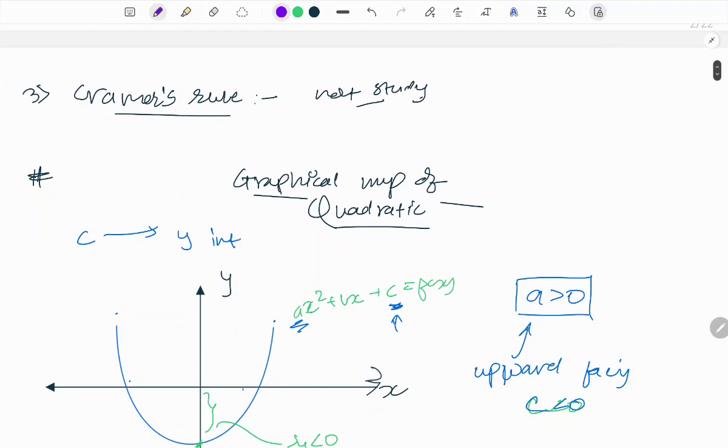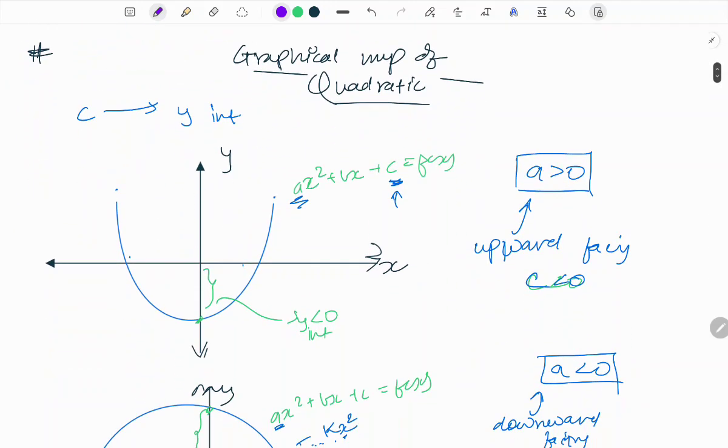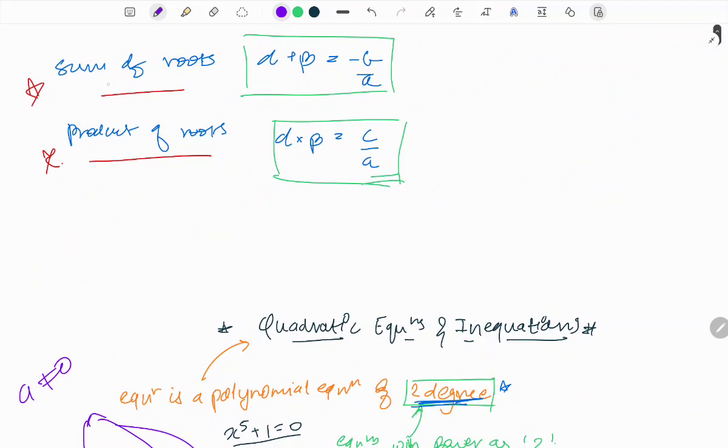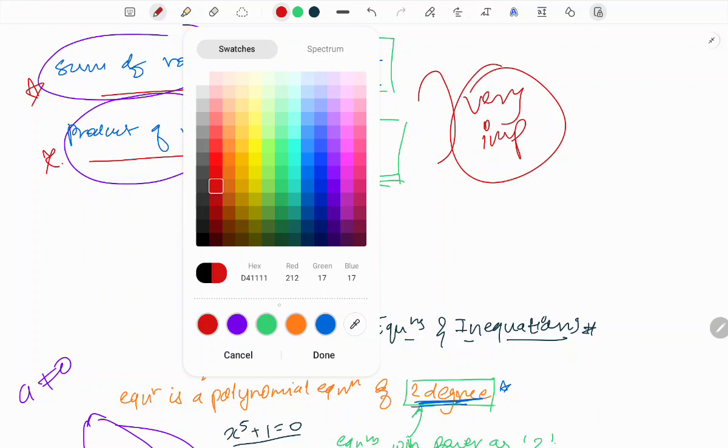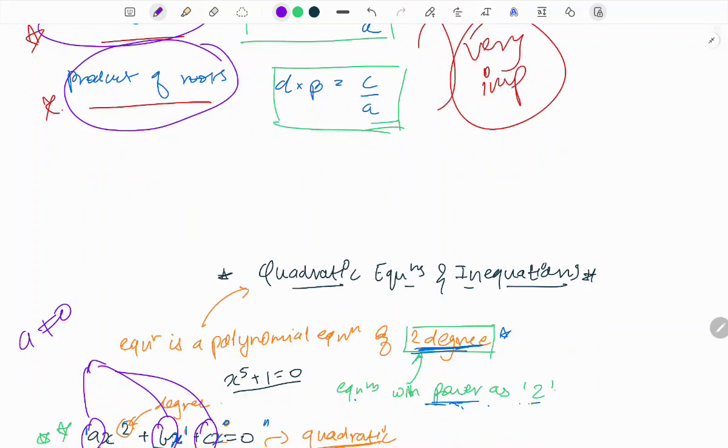And then the third method is called Cramer's rule. And then we learnt about the sum of the roots and the product of the roots, which can be expressed as minus b by a and c by a. I would take this as very important, so I wrote it at the top, which we need.